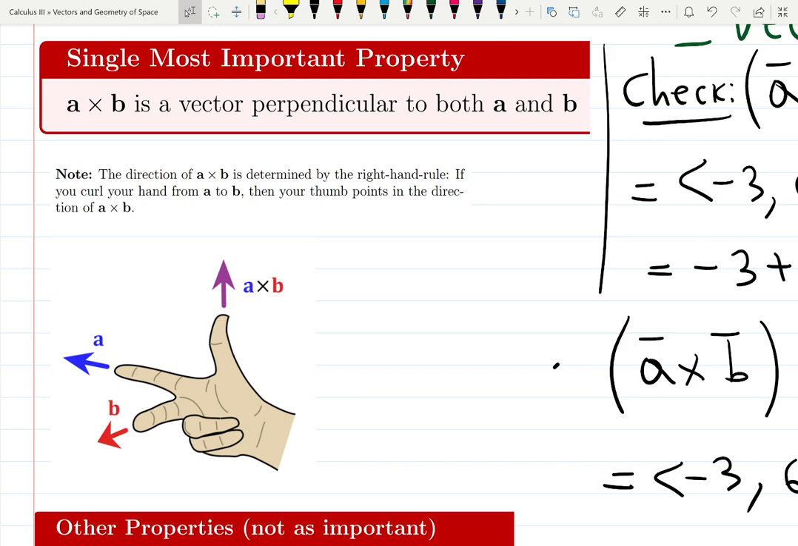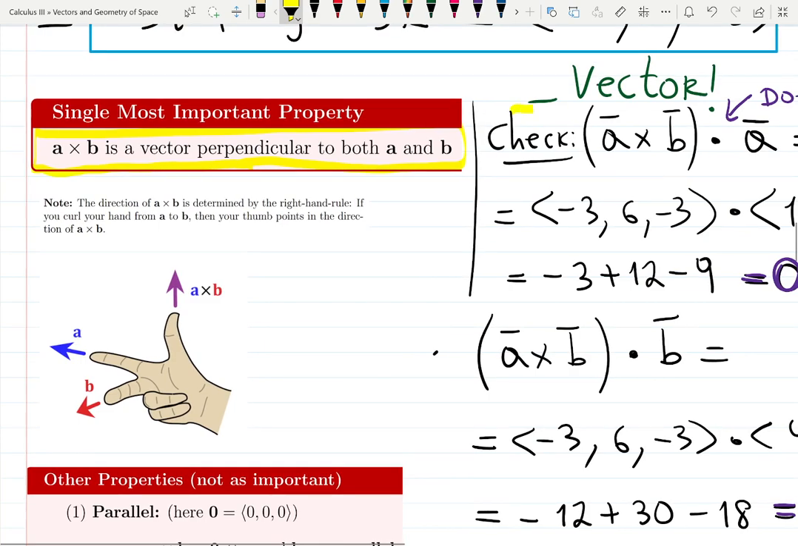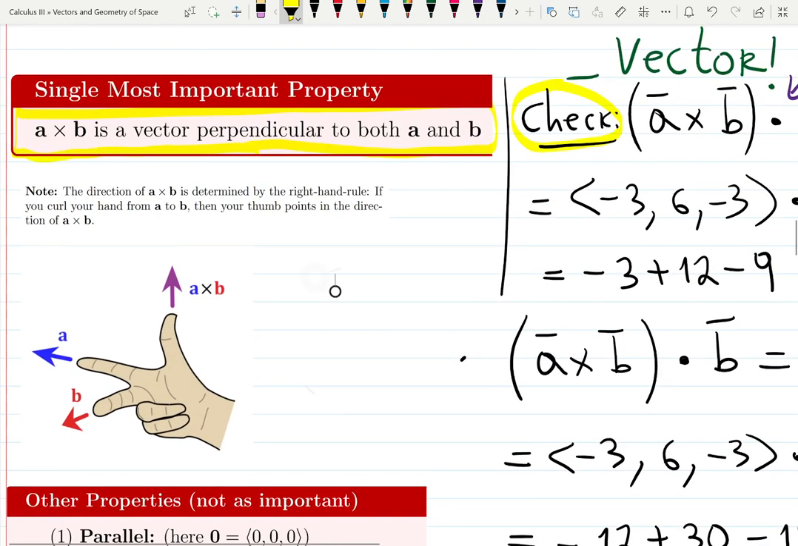So first of all, it's important, as I mentioned, that A times B is a vector perpendicular to both A and B, and that is why we just did this check. Since it's perpendicular to both, we checked using dot products.